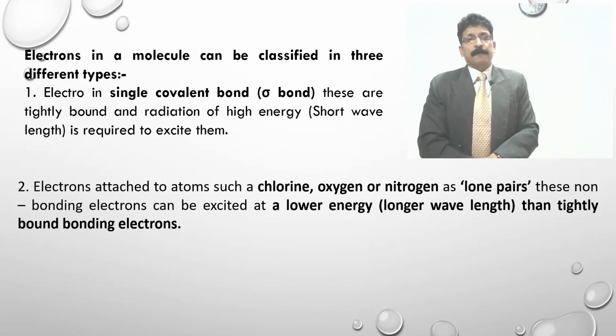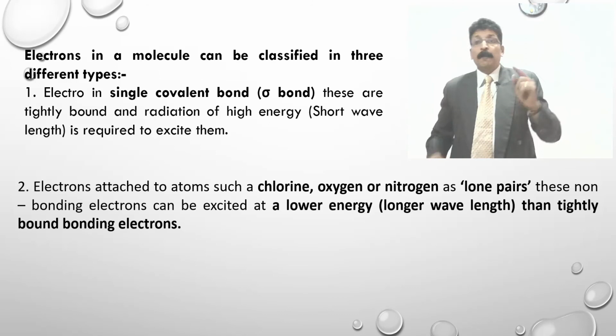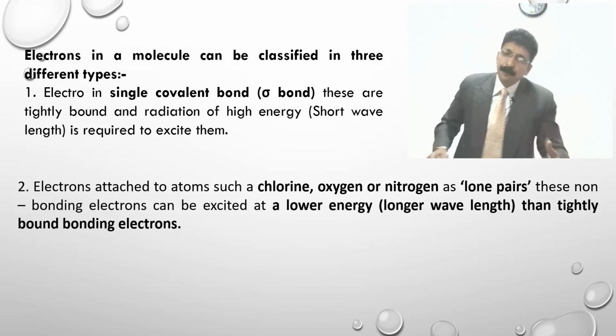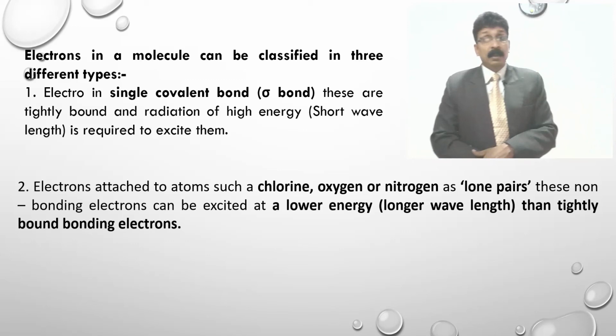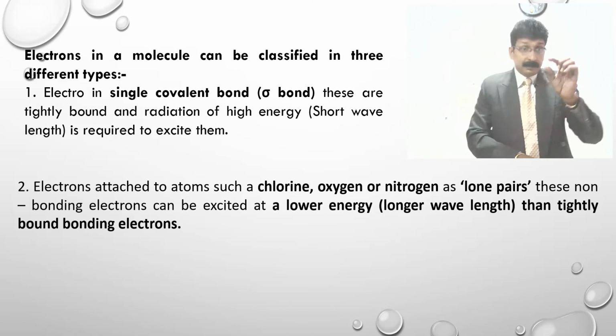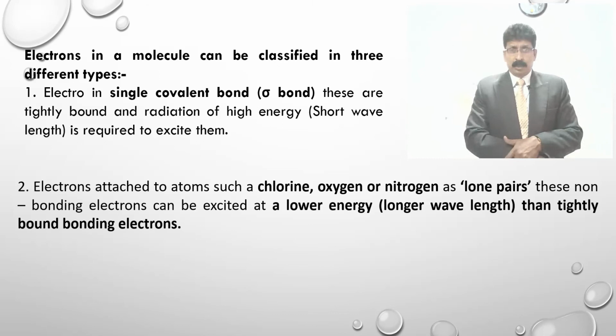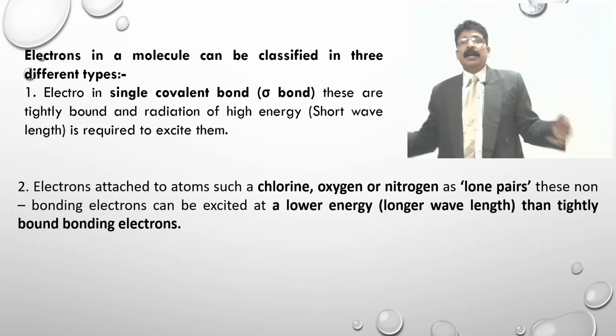And electrons attached to atoms such as chlorine. If you're in a compound, methyl, it is chloro, for example chloroform, or chlorobenzene, where chlorine is present in a benzene as a substituent, or methyl chloride, an alkane compound with one chlorine. Or an oxygen, as in a ketone or aldehyde, or a nitrogen, as in an amine, primary, secondary or tertiary, where nitrogen is present.